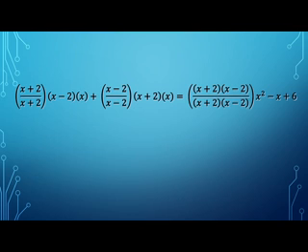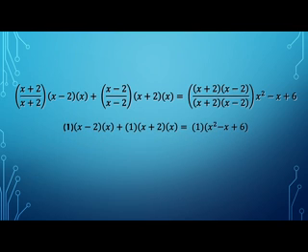Simplify, it will become 1 times x minus 2 times x plus 1 times x plus 2 times x is equal to 1 times x squared minus x plus 6. It is also the same as you write x minus 2 times x plus the quantity of x plus 2 times x is equal to x squared minus x plus 6.